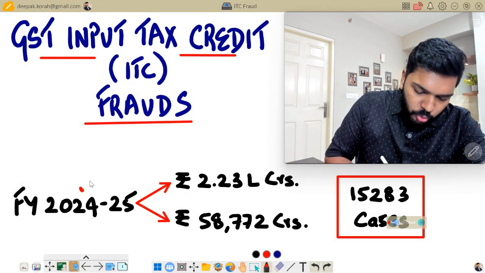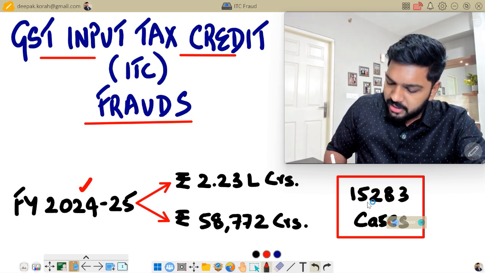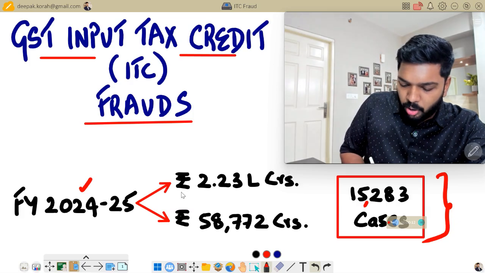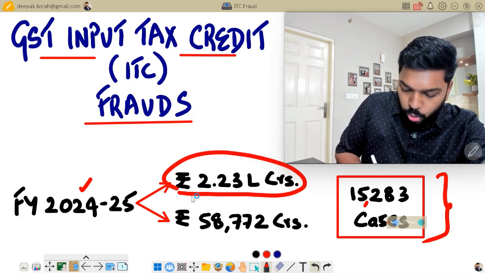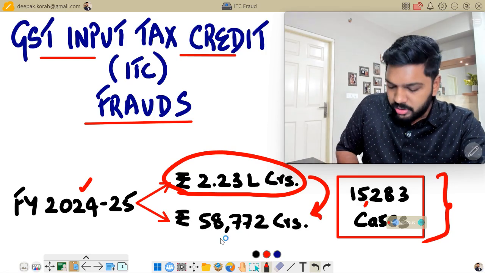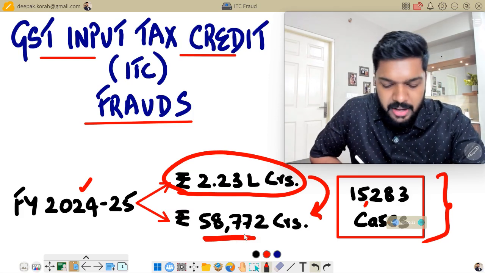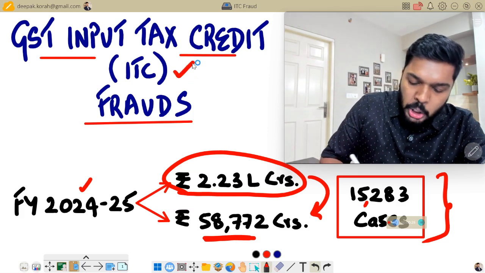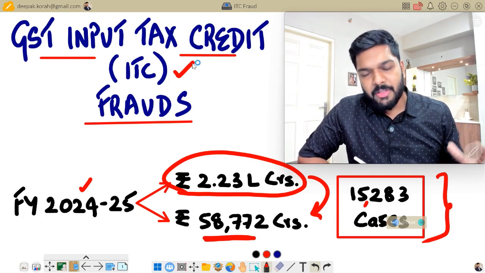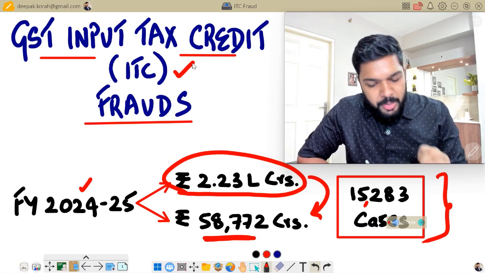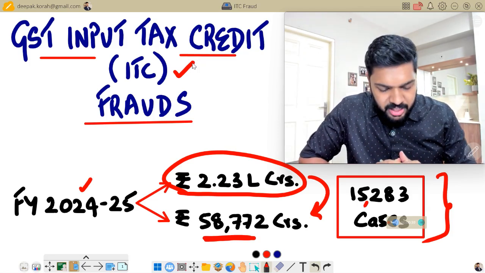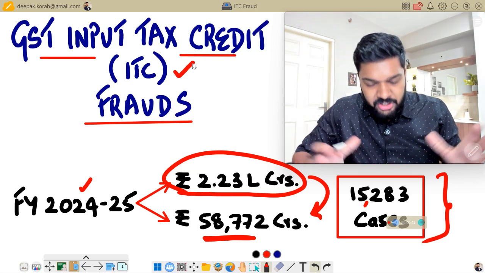In financial year 24-25, there had been a total of 15,283 cases of GST frauds in the country, which amount to a total of 2.23 lakh crores worth of money. Out of this, around 58,772 of 59,000 crores relates to GST frauds based on the input tax credit or ITC concept, which is the concept in GST. And therefore, in this particular video, we'll try and understand the basic mechanism of how a common input tax credit ITC fraud is committed. So let's do a deep dive in understanding this mechanism and understand initially the concept of ITC.